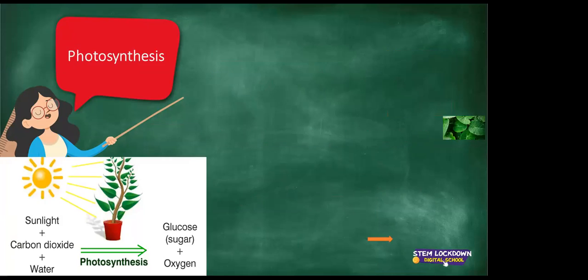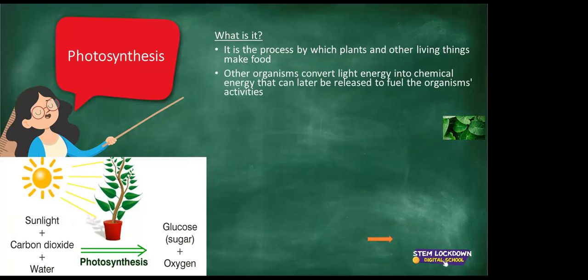Right, first things first is photosynthesis. It's a very, very long word. What does it mean? Now, photosynthesis is the process by which plants and other living things make food. Other organisms convert light energy into chemical energy that can later be released to fuel organisms' activities.